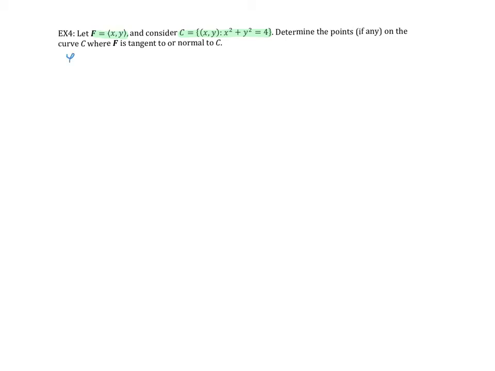I'm going to define a potential function phi equal to x squared plus y squared. And then I can talk about the gradient of phi as being the vector field 2x, 2y. The reason why I'm doing that is now I have these two vector fields, F and gradient of phi, and I'm going to be talking about tangent and normal, so I can compare these two vector fields using the properties of tangent and normal. Notice that our curve C then becomes a level curve of phi when phi is equal to 4.